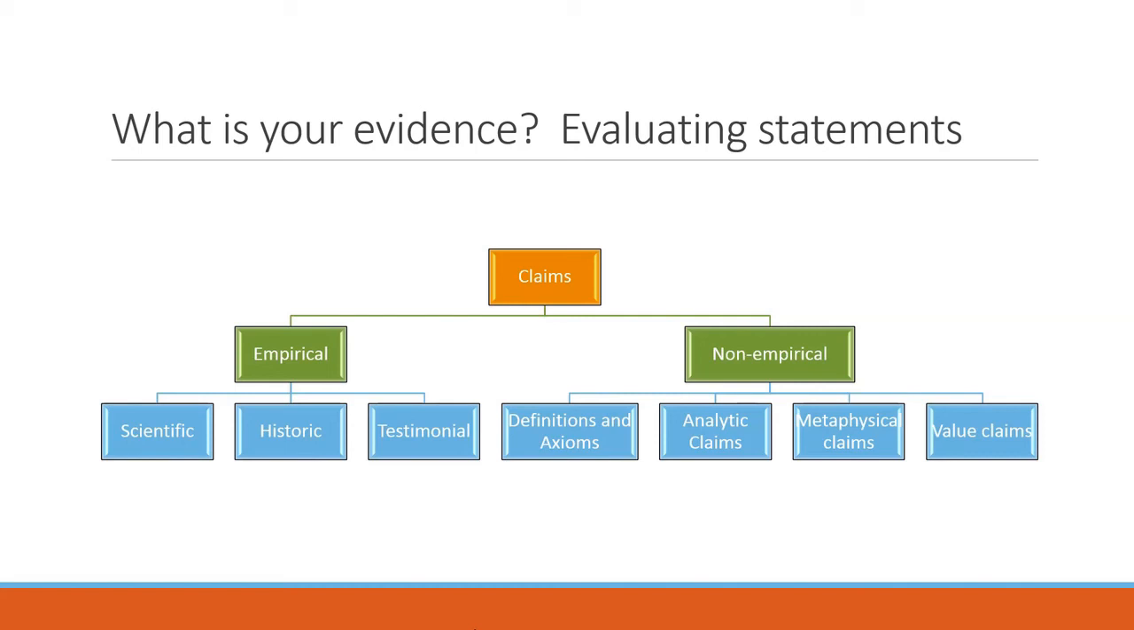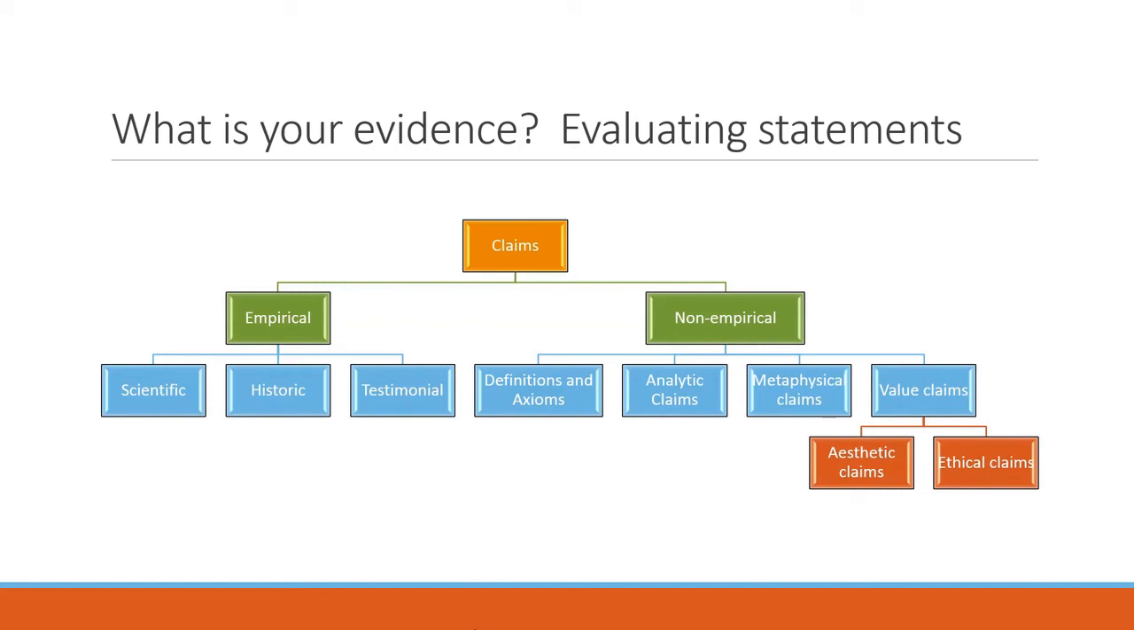A fourth kind of non-empirical claim are value claims. Value claims can be broken down into two subgroups of claims: aesthetic claims and ethical claims. Aesthetic claims are claims about beauty, ugliness, and other sorts of artistic qualities. Ethical claims are claims about morality, claims about right and wrong, just, unjust, good and evil, etc. Value claims can sometimes serve as basic premises, depending on the context of the claim, but probably more frequently they should be supported with some further arguments, similar to metaphysical claims.